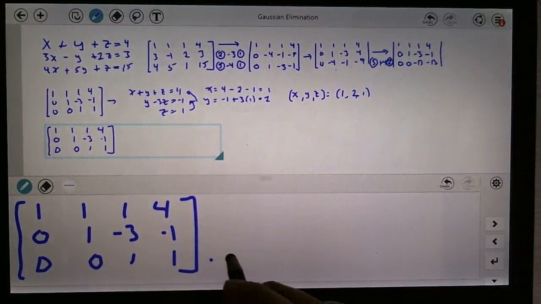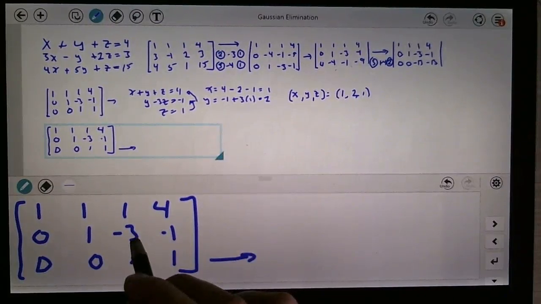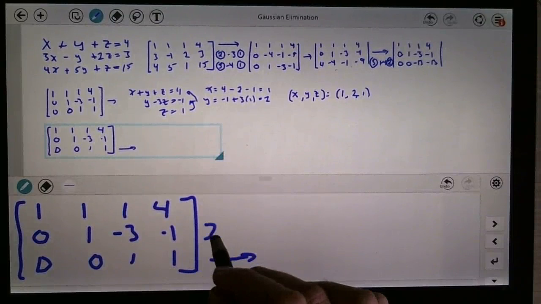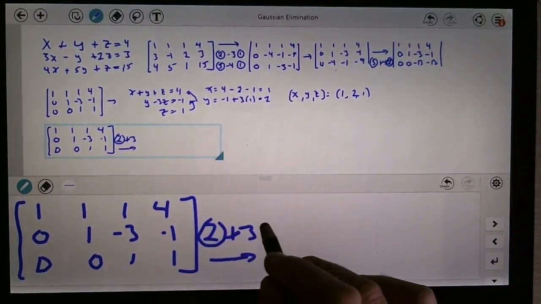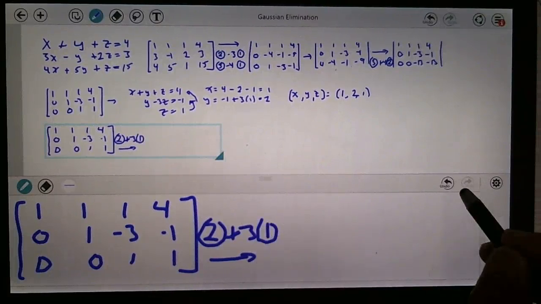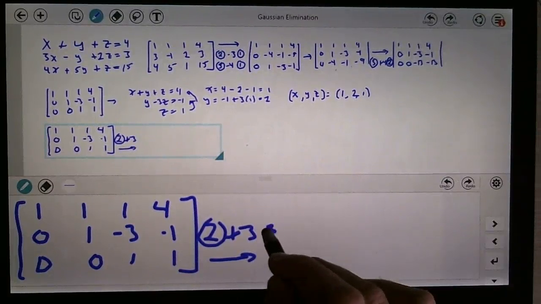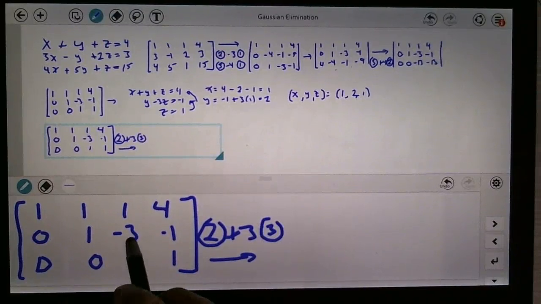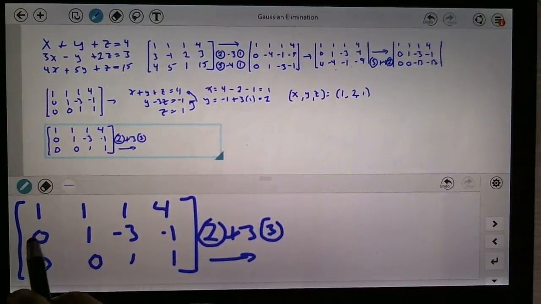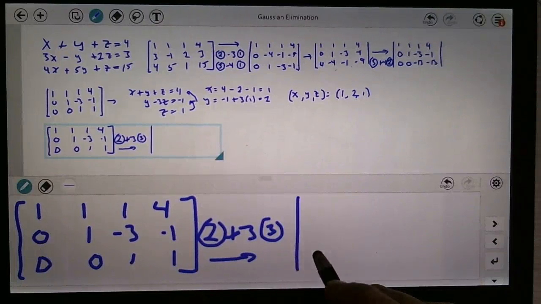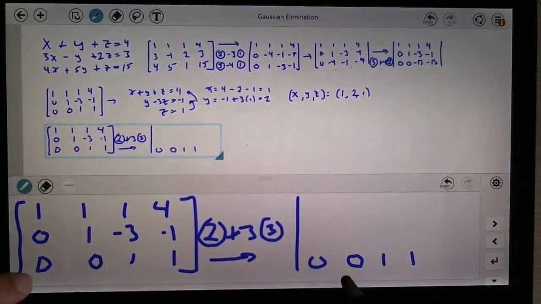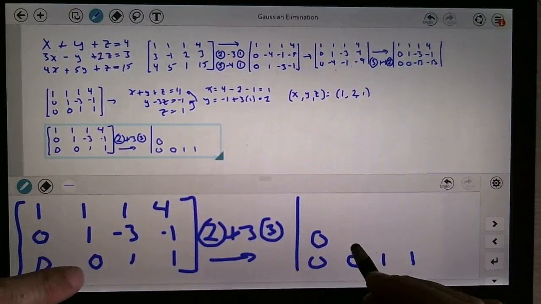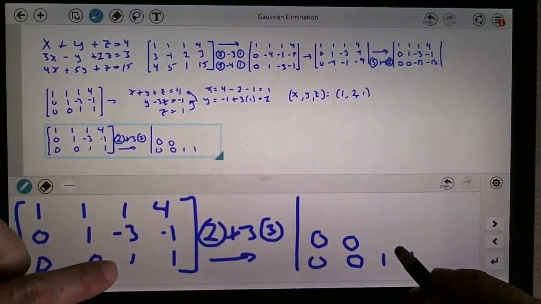Well, that's not too hard to do, because I can replace row 2 by row 2 plus 3 times row 3. The thing is, I'm going to multiply this by 3 and add it on. These zeros here are going to mean that I don't change that. So the bottom row stays the same, 0, 0, 1, 1. The next row, I've got 0 plus 3 times 0, 1 plus 3 times 0, -3 plus 3 times 1.